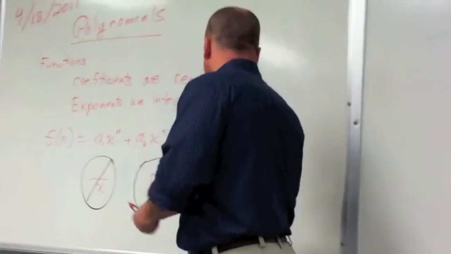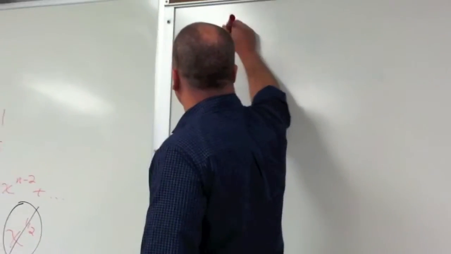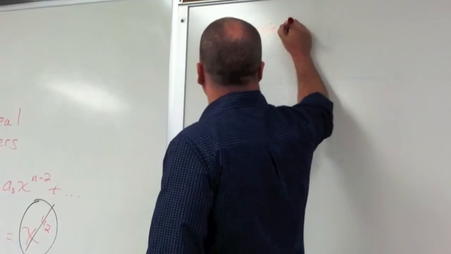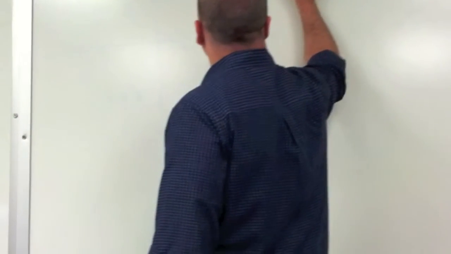So what this means is the domain of a polynomial is always going to be negative infinity to infinity. Polynomials are what are called continuous. They don't have any breaks. They don't have any places where they don't exist because of the x value. The range can be different on a polynomial.